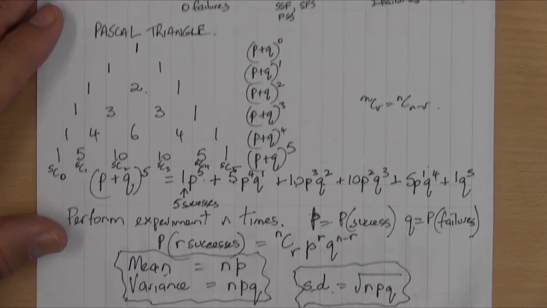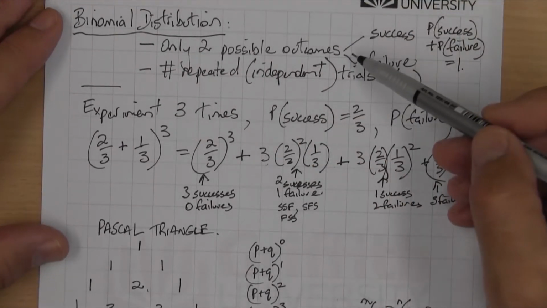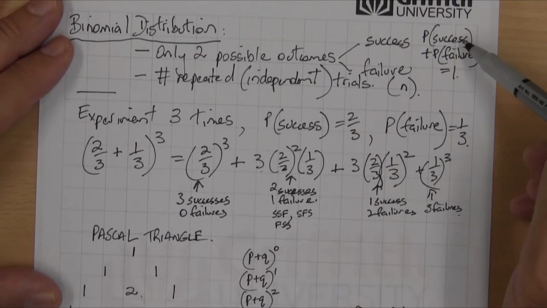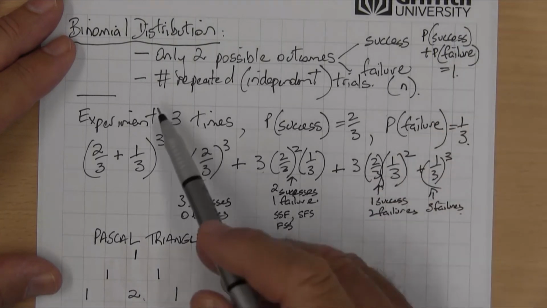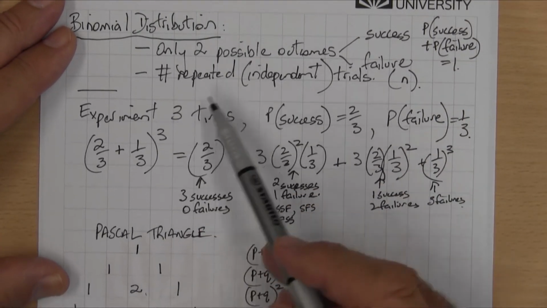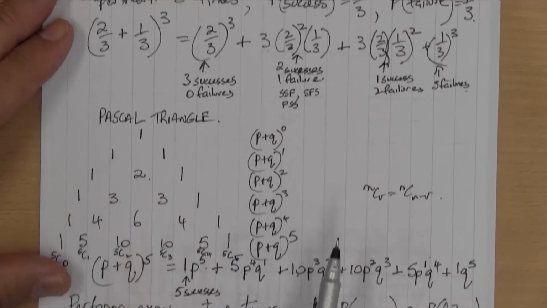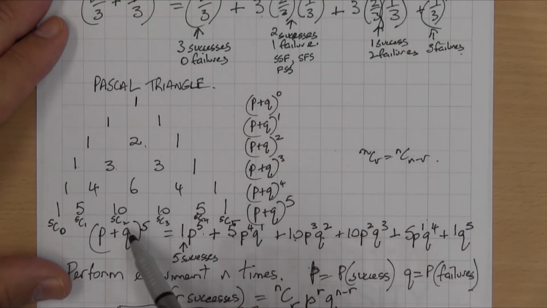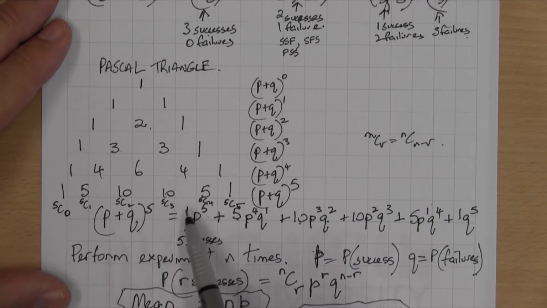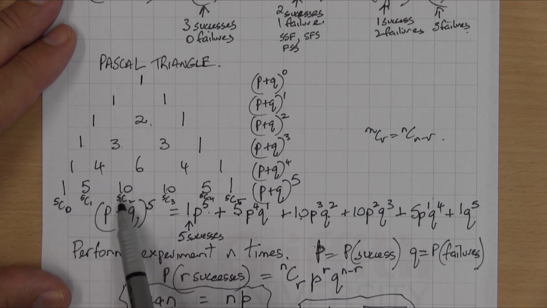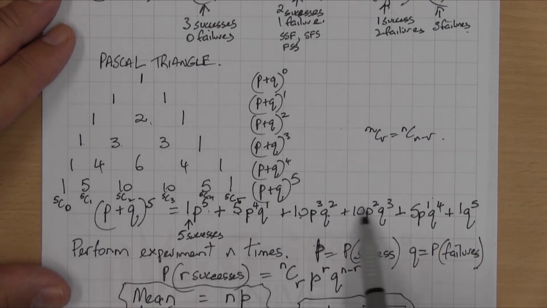So just going back over it again, in a binomial distribution there are only two possible outcomes, and they are usually referred to as a success and a failure. And we know that the probability of a success plus the probability of failure is going to be equal to 1. It is made up of doing an experiment where you repeat independent trials n times. And we've worked through Pascal's triangle, how to get the coefficients. Another way to get the coefficients is by using combinations. So one is 5C0 or nC0. This will be nC1, nC2, nC3, etc., depending on n. Here this n was 5.